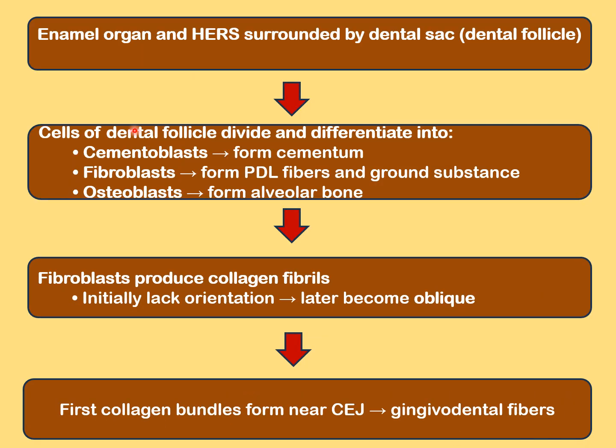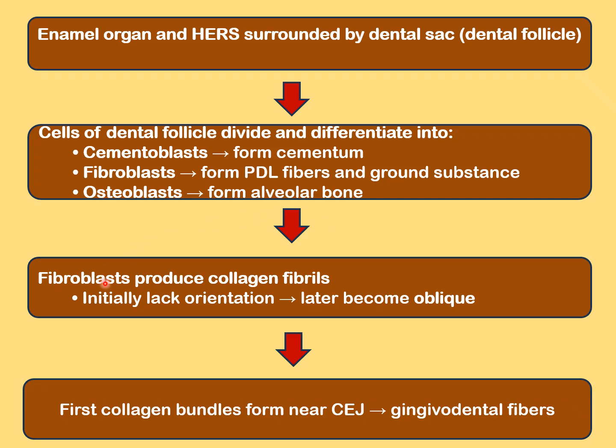So now the enamel organ and the sheath are surrounded by a connective tissue structure, which is the dental sac or dental follicle. The cells within the dental follicle begin to divide and differentiate into, first, cementoblasts that form the cementum. Second, fibroblasts, which form the periodontal ligament fibers and the ground substance. And lastly, osteoblasts that form the alveolar bone.